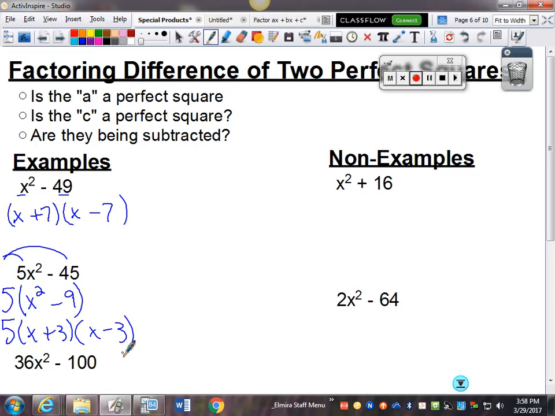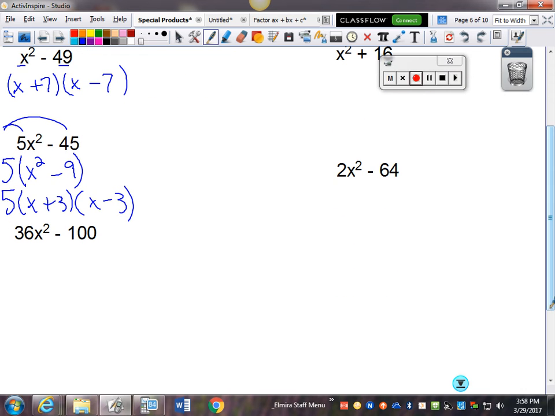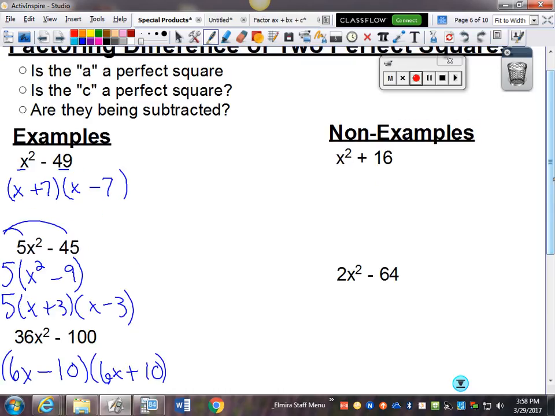My last example here, I've got 36x squared minus 100. Those are both perfect squares. 6x minus 10, 6x plus 10. So you're just using square roots. Okay, not examples. Things that look like they will work, but they don't. First of all, x squared plus 16. X squared, that's a perfect square. 16, perfect square. However, it's a plus sign.